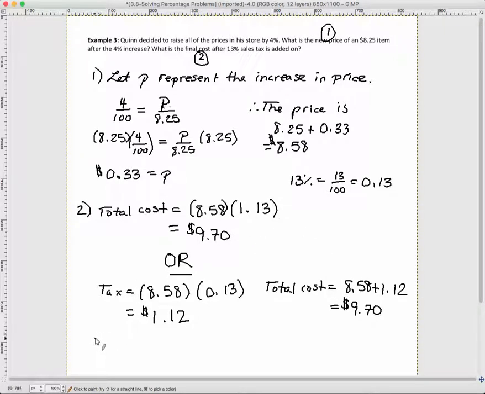So overall, we can say, therefore, the new cost of the item is $9.70. Okay, so there we go. We've solved a second word problem together. Let's go ahead and take another look at another word problem.